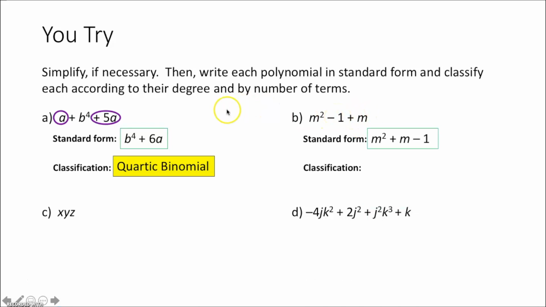Next, we classify. So degree and number of terms. What's the highest degree? The term with the highest degree would be this 2. So it's going to be a quadratic, and then 1, 2, 3 terms, trinomial.